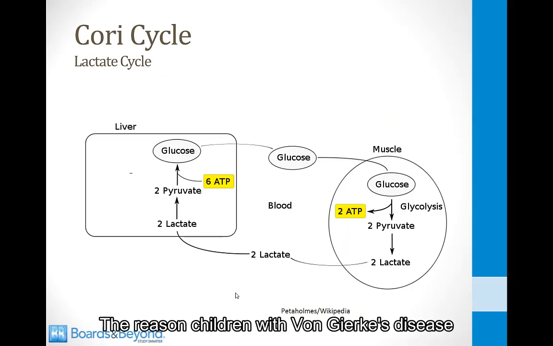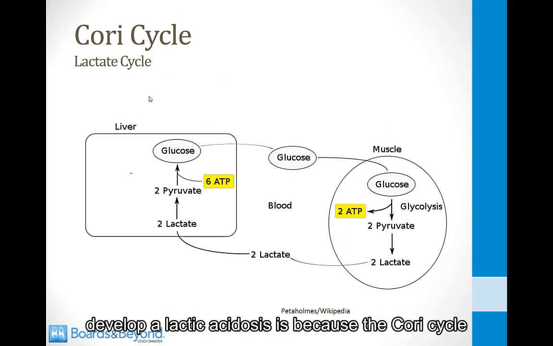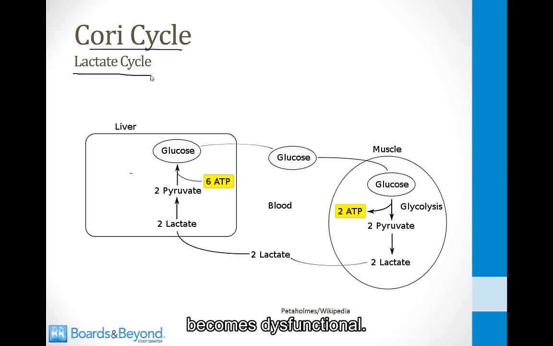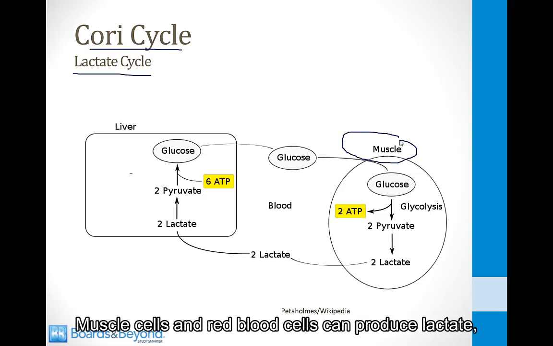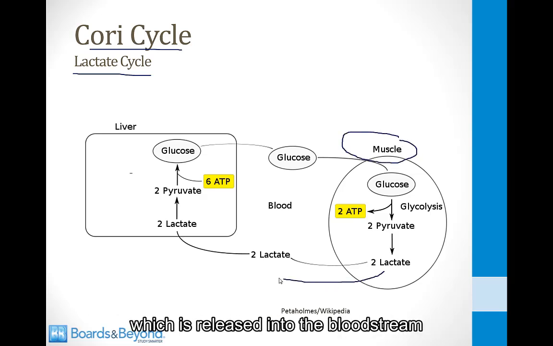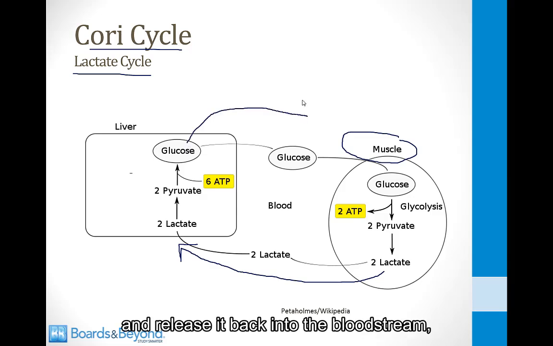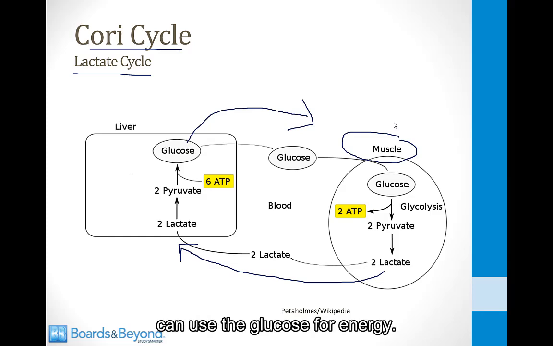The reason children with von Gierke's disease develop a lactic acidosis is because the Cori cycle, which is also called the lactate cycle, becomes dysfunctional. Muscle cells and red blood cells can produce lactate, which is released into the bloodstream and travels back to the liver. The liver can then convert it into glucose and release it back into the bloodstream so that muscle cells and red cells can use the glucose for energy. In children with von Gierke's disease, this process is disrupted.